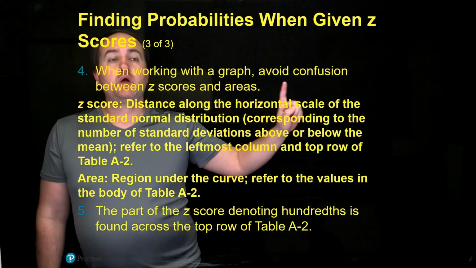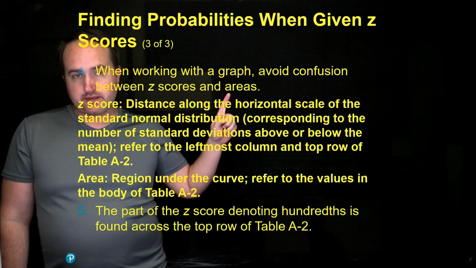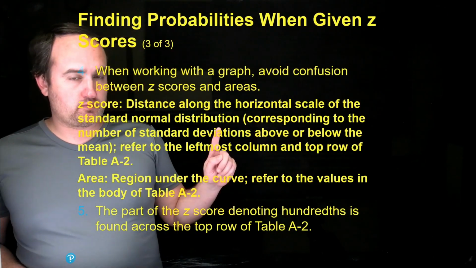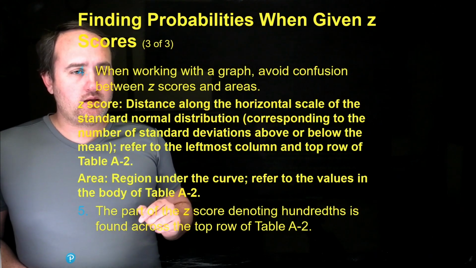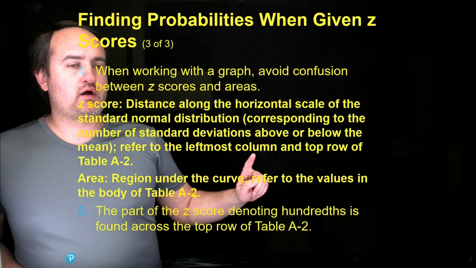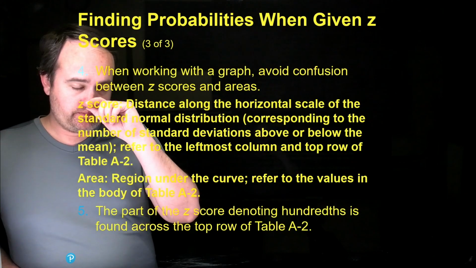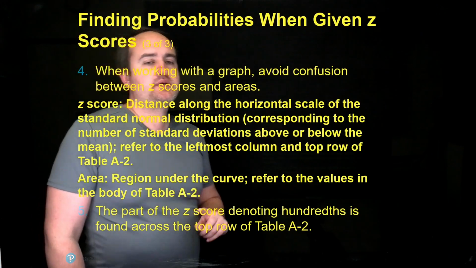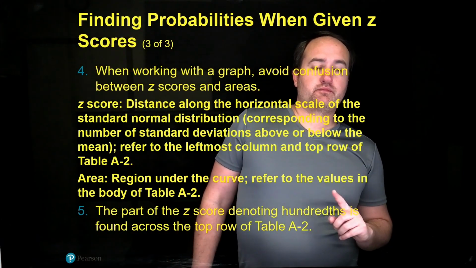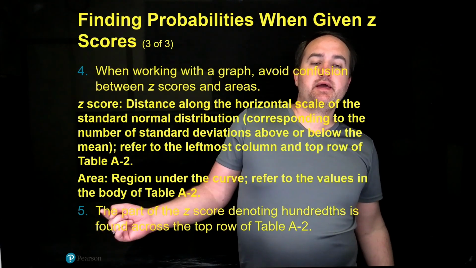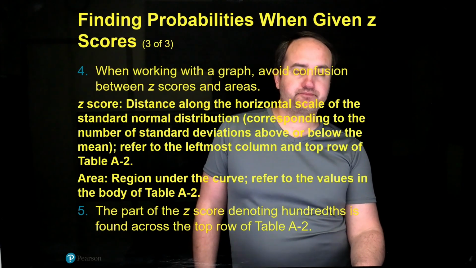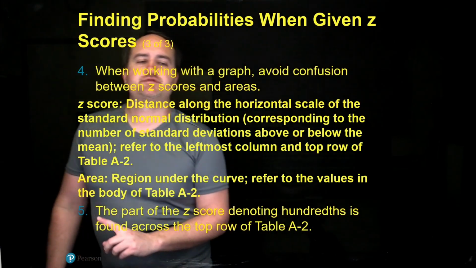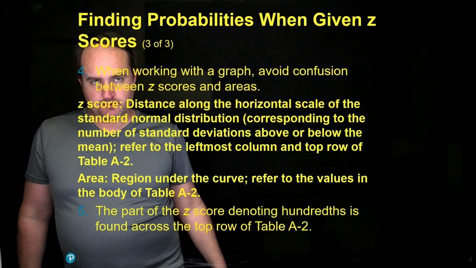When working with a graph, avoid confusion between z-scores and areas. A z-score is the distance along the horizontal scale of the standard normal distribution. So you refer to the leftmost column and top row of table A2. Remember that area is the region under the curve. So for that, you need to refer to the values in the body of table A2. The part of the z-score denoting hundredths is found across the top row of table A2.